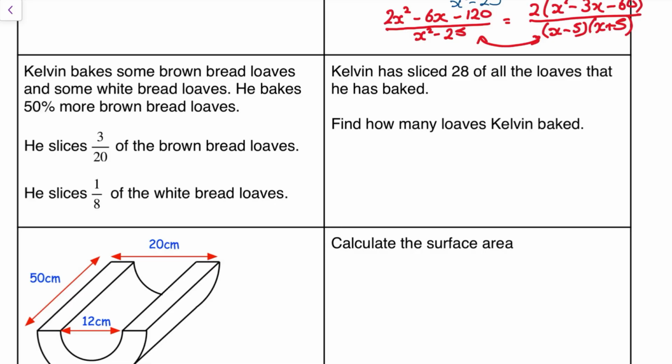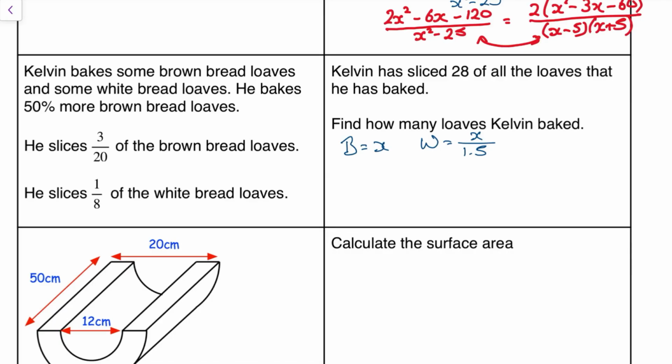Okay, there's a few ways of doing this. Whichever way I do, it's going to be a bit messy. I'm going to start by saying my brown bread loaves are equal to x. And then it says he bakes 50% more. Oh, actually, I've made that already slightly tricky, haven't I? So therefore, my white loaves is going to be x over 1.5, because an increase of 50%, you multiply by 1.5. So that's back to front.